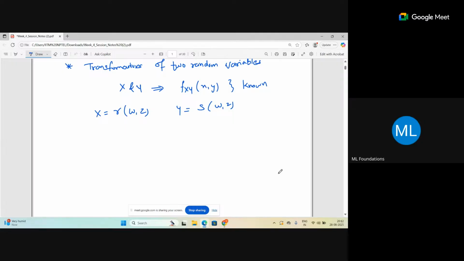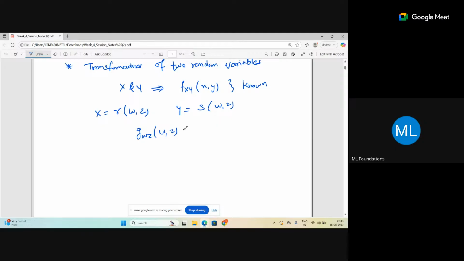What I don't know is the joint density of w and z. So let's say the joint density of w and z is denoted by g. So g_WZ(w, z) is unknown to me. So how do we find this joint density by using this information?